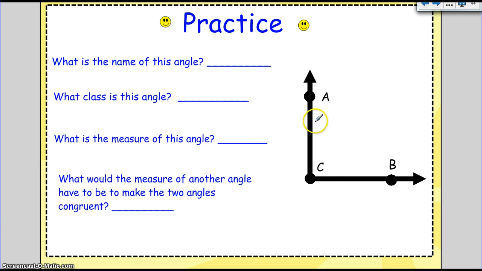Some practice. What is the name of this angle? Well, the name is A to C to B. Or I can go backwards, which is angle B to C to A. The classification of this angle, right, should be a right angle.